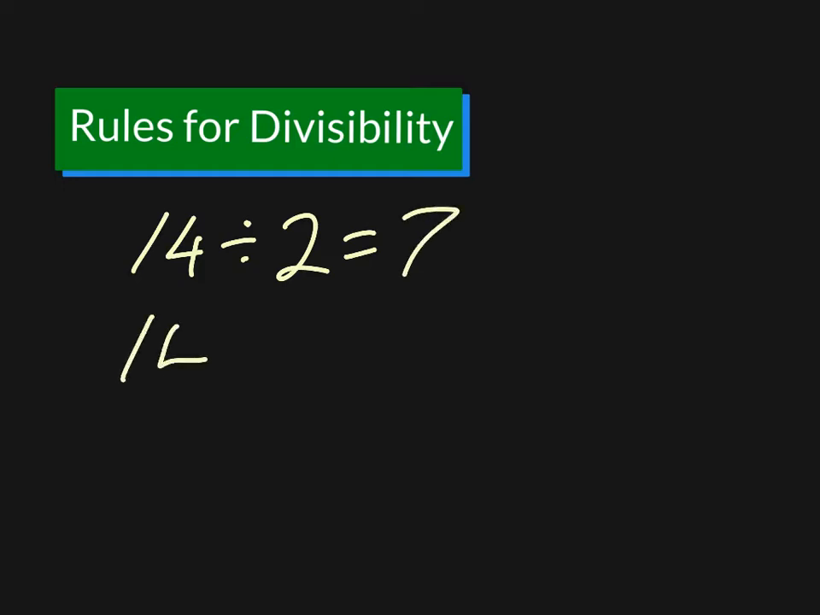Rules for divisibility. Divisibility means when one whole number can be evenly divided by another whole number. For example, 14 is divisible by 2 because 14 divided by 2 is 7 evenly. But 14 is not divisible by 5 because 14 divided by 5 is 2 with a remainder of 4. Okay? So with divisibility, there's no remainder.